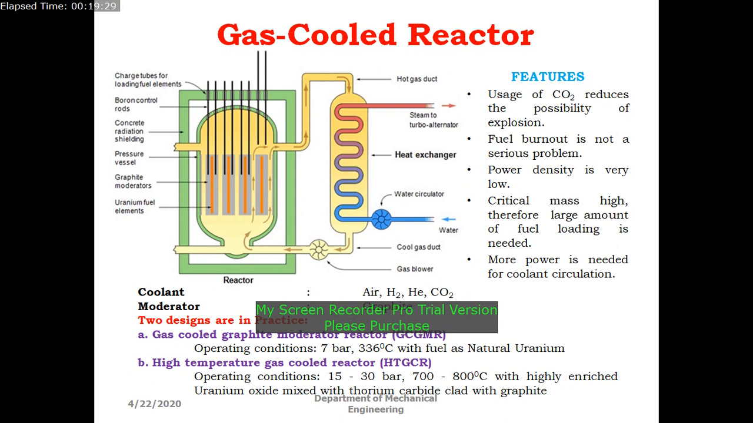In the other design, we can see it is the high temperature gas cooled reactor. The difference is, number one, the usage of the fuel. We are using enriched fuel here. That means it will contain uranium oxide with 98%, and it also contains thorium carbide, which is cladded with graphite material on the outer surface. The operating pressure and temperatures are very large, nearly 15 to 30 bar pressure and 700 to 800 degrees Celsius.